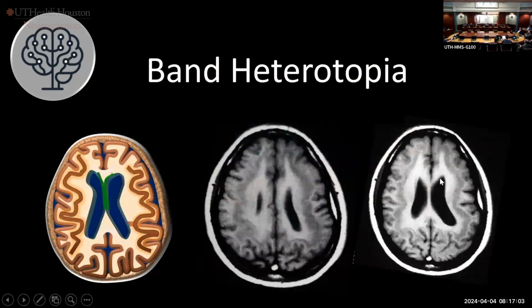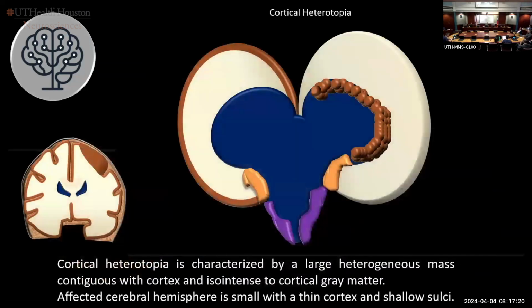So band heterotopias, remember, tend to be symmetric, and they tend to also come with sulcation anomalies. Band heterotopias are also very closely related to some of the schizencephalies. And when we get to schizencephalies, we're going to see that as well. So some of those are also involved.